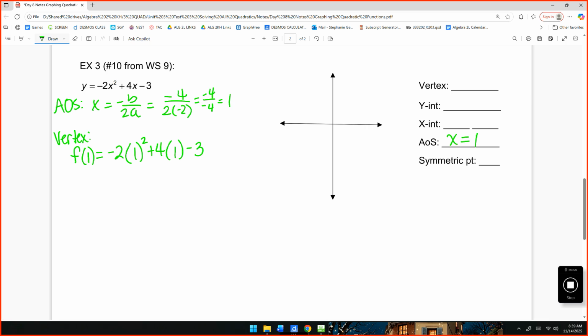Okay, so this will be negative 2 plus 4 minus 3, which is negative 1. So our vertex is 1, negative 1.